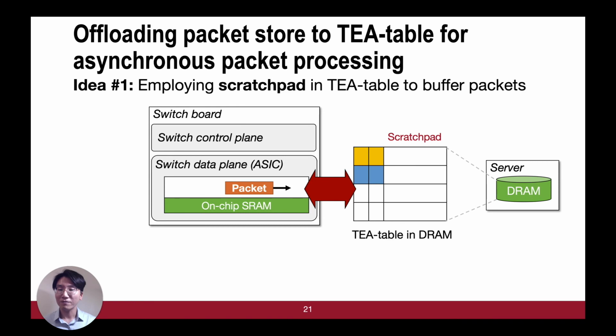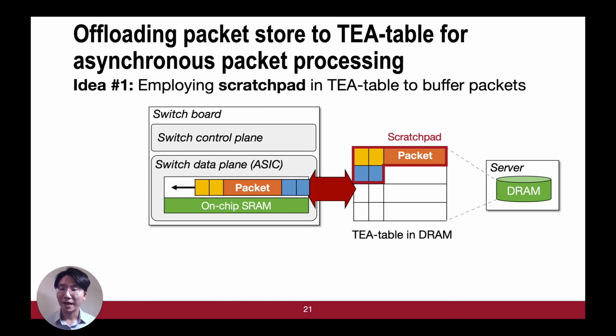To solve this problem, we devised a way to offload packet store to T-table, which enables asynchronous packet processing. It consists of two ideas. First, instead of buffering packets at the switch, we employ a scratchpad in T-table to store packets by augmenting the original data structure. So when the ASIC needs a table lookup, it first issues an RDMA write to store the packet to the scratchpad, and then issues an RDMA read to read the original packet back together with two buckets.